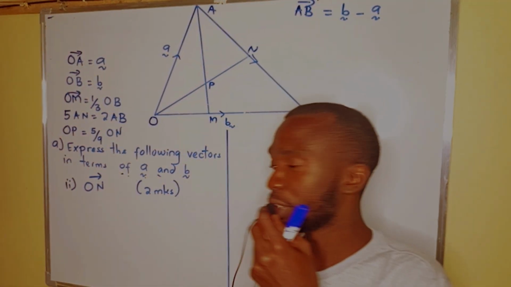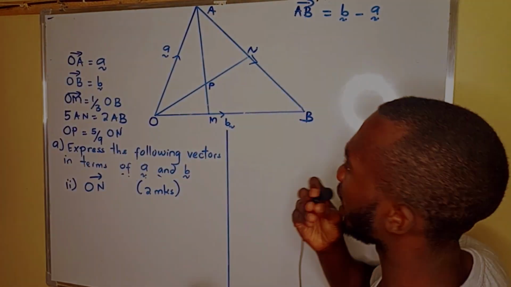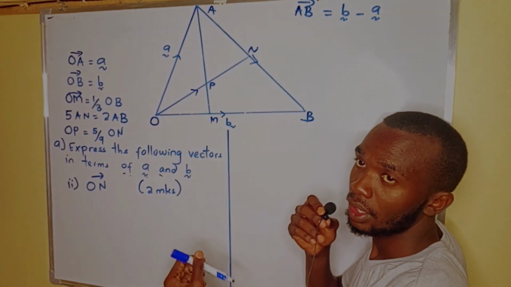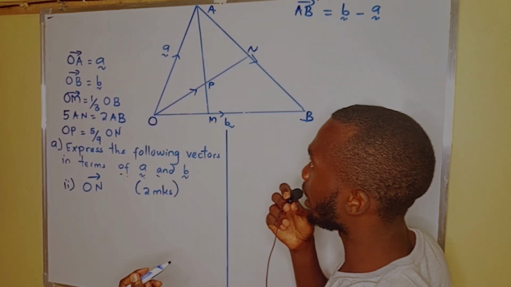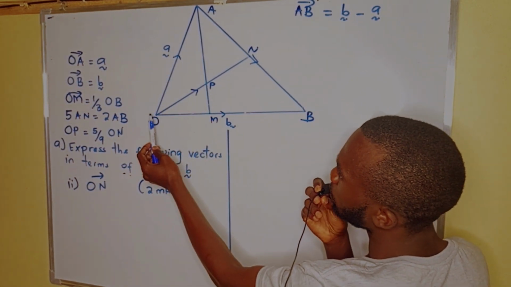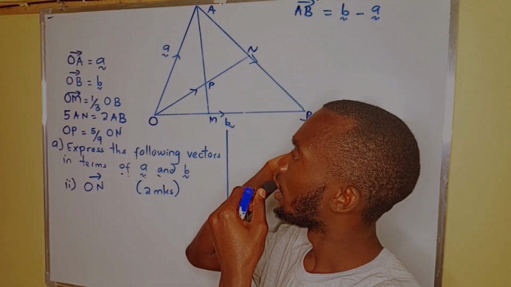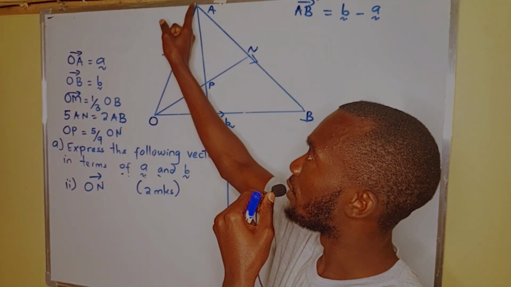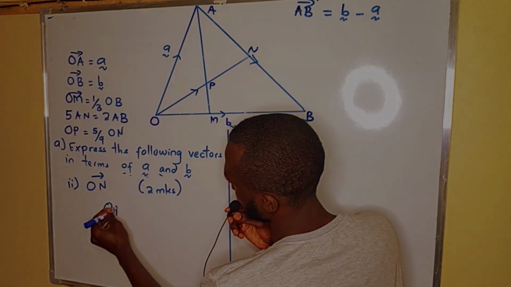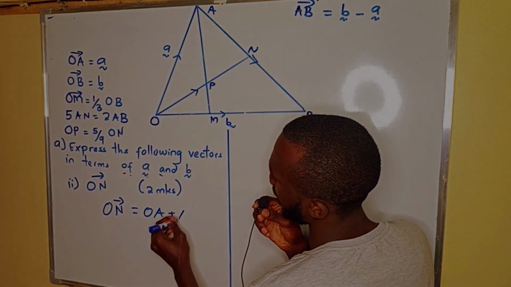Now, part A, Roman 2 of the question, vector ON in terms of a and b. We now need to move from O to N, this direction. We are going to use the given vectors, that is vector a. When we want to move from O to N, we follow this direction. We can move from O to A, then from A to N. So ON is equivalent to OA plus AN.